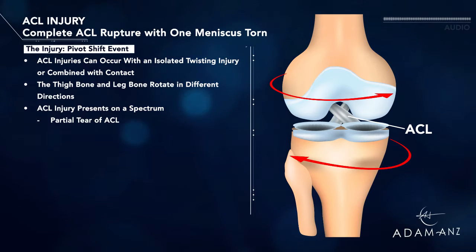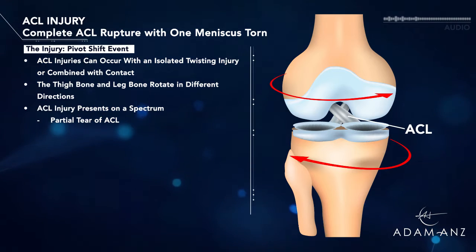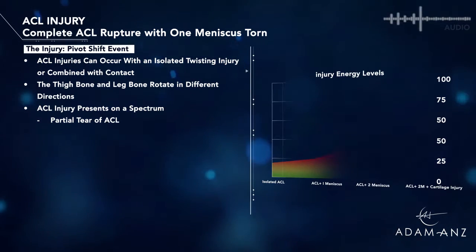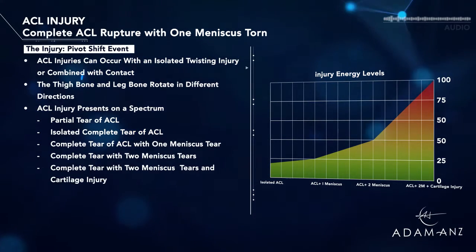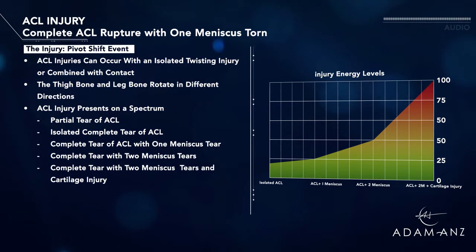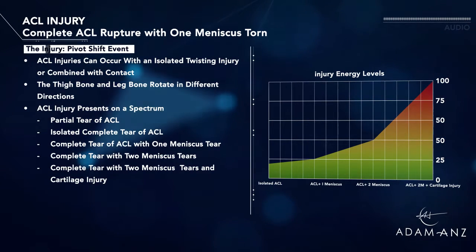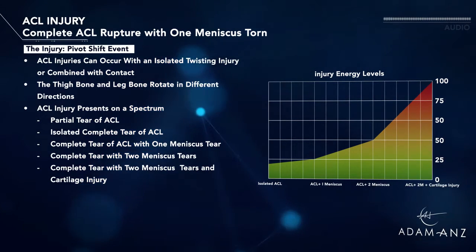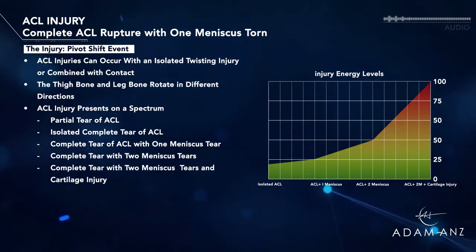There's a spectrum of injury that presents with partial tears with low contact or low energy mechanisms, isolated complete tears with more energy, and then additional concomitant injuries with more energy. So we see instances of one meniscus tear, two meniscus tears, or two meniscus tears with cartilage injury, all based upon the amount of energy at the time of the pivot shift event.